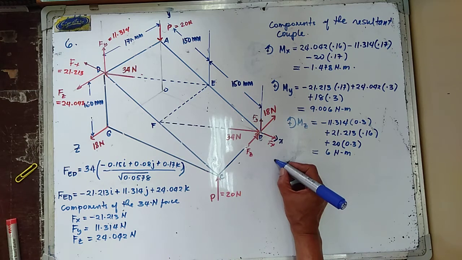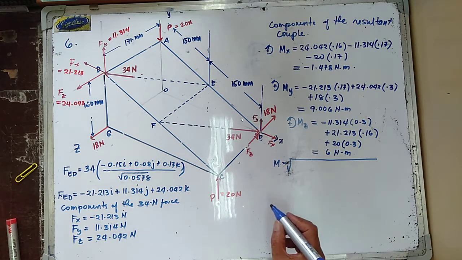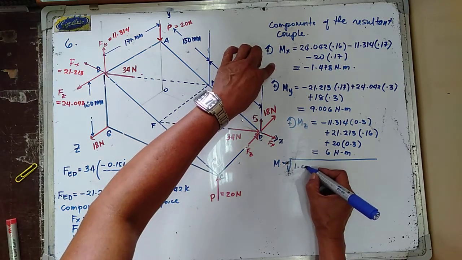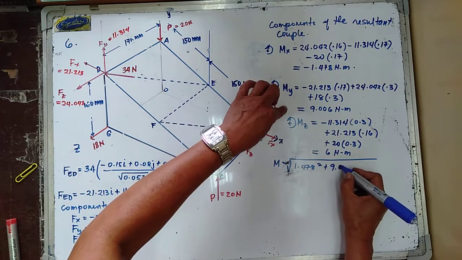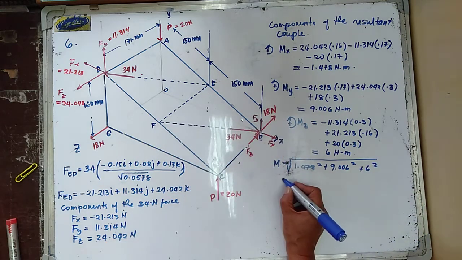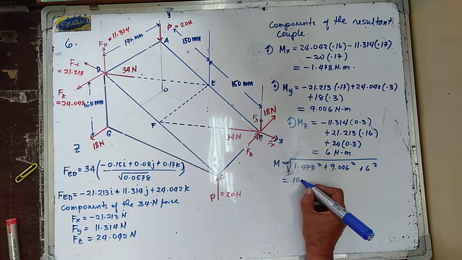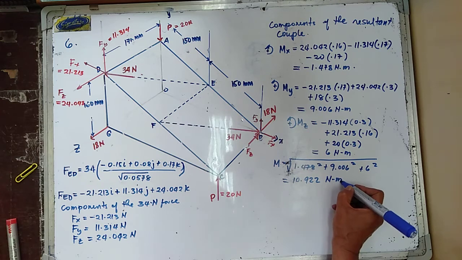So we now have the magnitude of the resultant couple, which is equal to the square root of Mx squared, 1.478 squared, plus 9.006 squared, plus 6 squared. And the magnitude of the resultant couple is 10.922 newton meter.